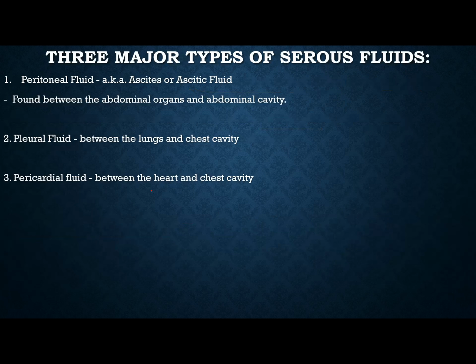Now, what are the three major types of serous fluid class? So we have your peritoneal fluid. Peritoneal fluid class is also known as your ascites or ascitic fluid. It is found between the abdominal organs and abdominal cavity. Then we have your pleural fluid. This is found between the lungs and the chest cavity. Then we have your pericardial fluid, heart and chest cavity. So just remember class, if it's pleural, lungs and chest. Pericardial, heart and chest. Si peritoneal class, the abdominal organs.